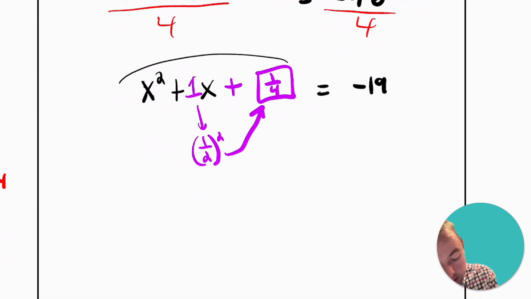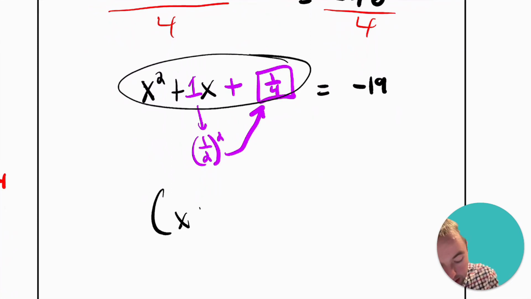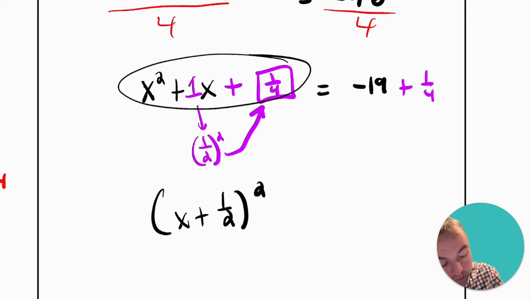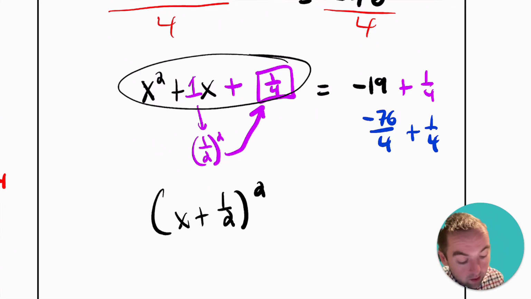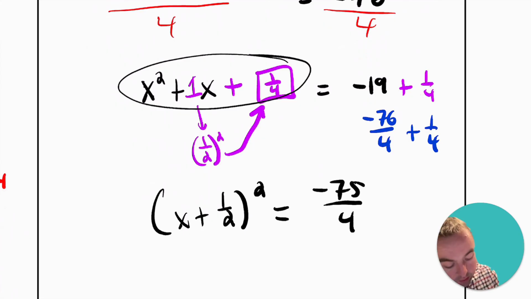So then taking this right here and factoring that, that's going to be x plus 1/2 squared. And then the other side of the equation, we're going to have to add 1/4 to that as well. So we'll need to get a common denominator with this. So it turns out that negative 76/4 is the same thing as negative 19. And then 1/4. And then if we add that together, negative 76 and 1 will add to make negative 75. So it equals negative 75/4.